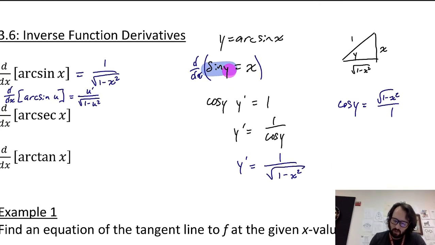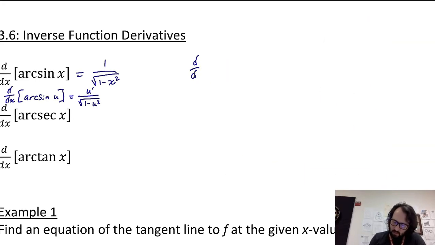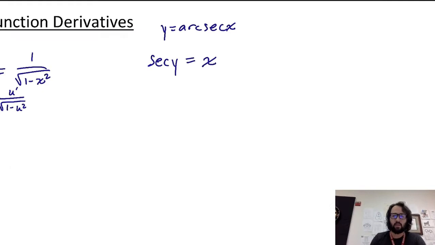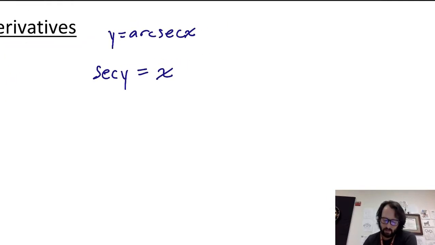We're going to find the other ones very, very similarly. So let me get rid of all that junk, and let's come up with our other ones. So y equals arc secant of x. Well, similarly, I don't know what the derivative of arc secant is. However, if I rewrite this, it is secant of y equals x.